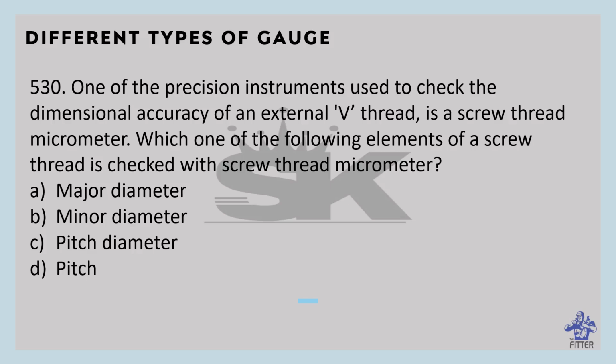One of the precision instruments used to check the dimensional accuracy of an external V thread is a screw thread micrometer. Which one of the following elements of a screw thread is checked with a screw thread micrometer? So here the answer is pitch diameter, option C.